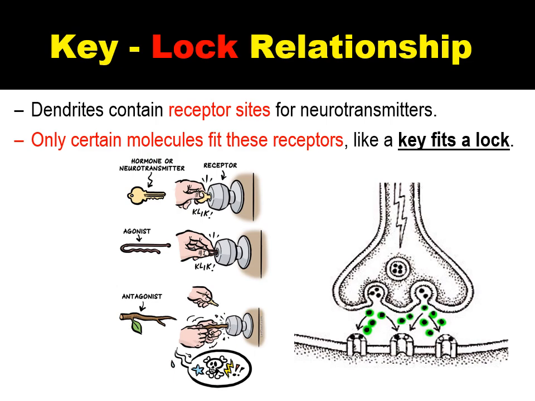They have a key-lock relationship, and what we mean by that, it's literally like putting the key in the lock. The dendrites contain receptor sites for the neurotransmitters, but only certain molecules will fit certain neurotransmitters, like the way that a key fits a lock. So there's only one that'll take serotonin. There's only one that will take dopamine. They can't fit into every one.